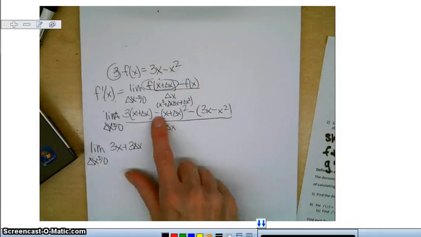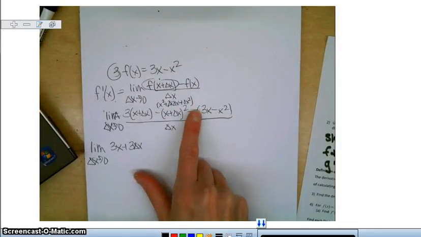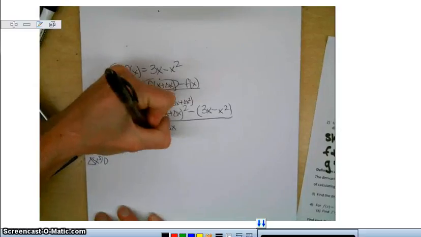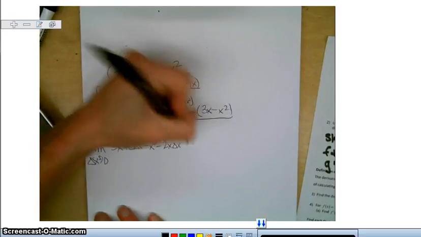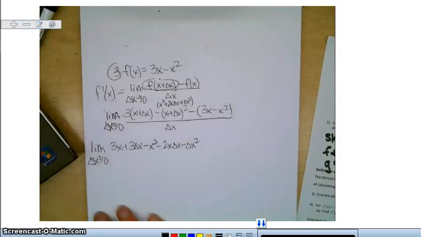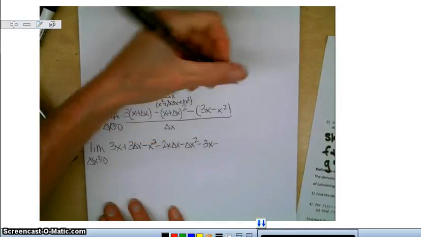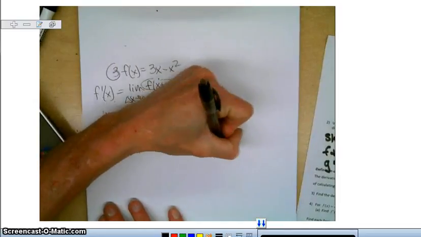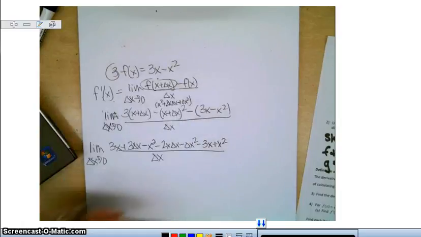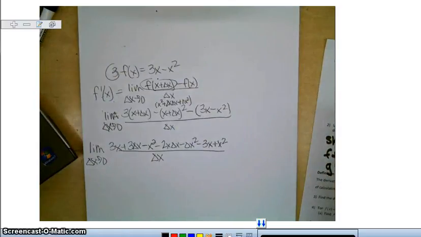Next, I'm distributing this negative towards all of these. So minus x squared minus 2x delta x minus delta x squared. And then I distribute the negative here, minus 3x plus x squared, all over delta x. Now something really nice happens here.